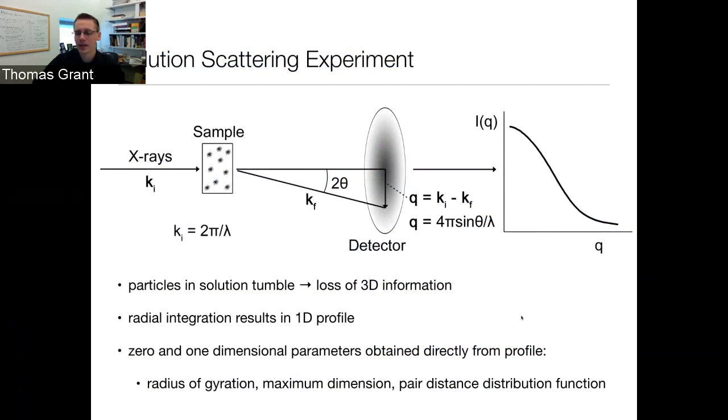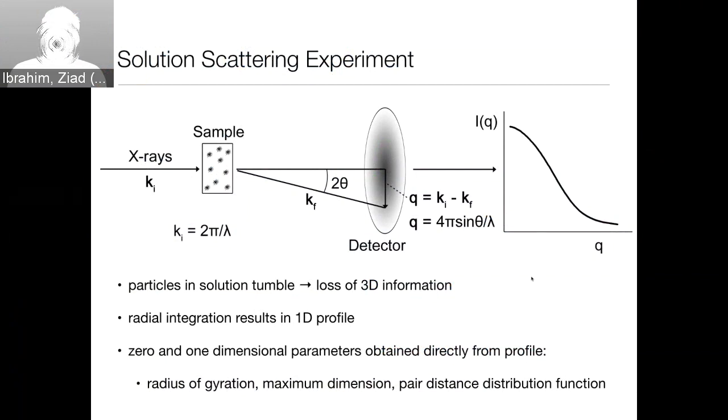And in doing this, from this one-dimensional profile, we can get some basic information about the size and the shape of the particle. For example, we can get information such as the radius of gyration of the particle or the maximum dimension of the particle. We can also get some shape information through something called a pair distance distribution function.